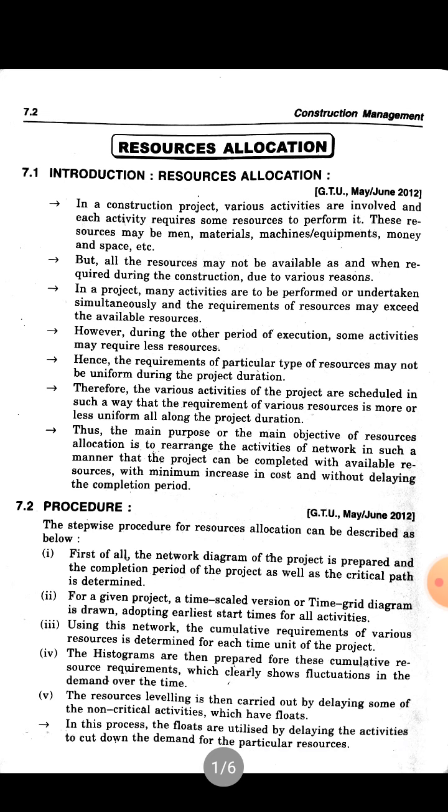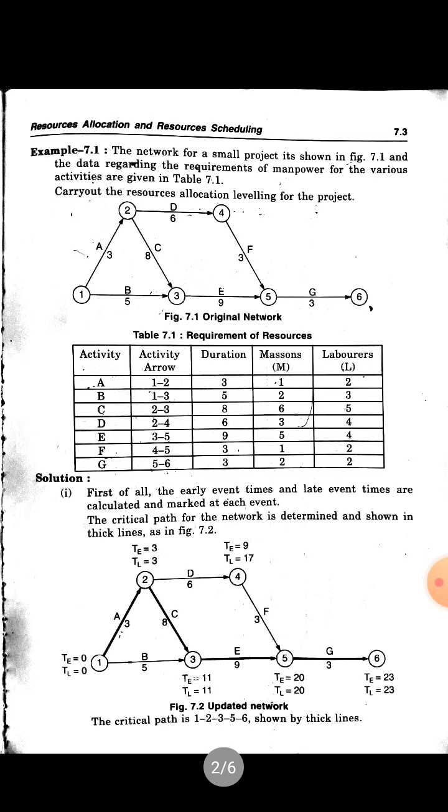for this cumulative resource requirement, which clearly show the fluctuation in the demand of particular resources. And in this procedure, float times are utilized by delaying the activities to cut down the demand of the particular resources. So this resource allocation we exactly discuss from an example.